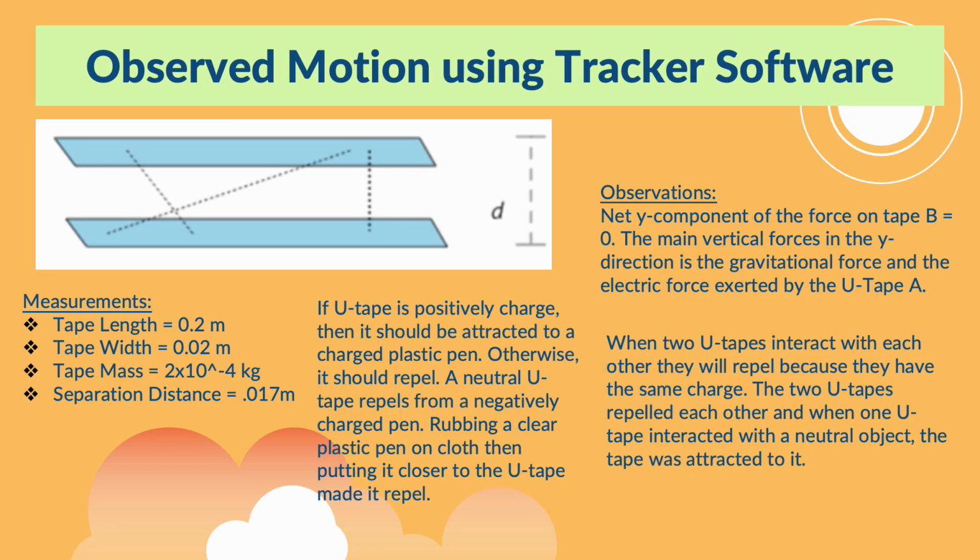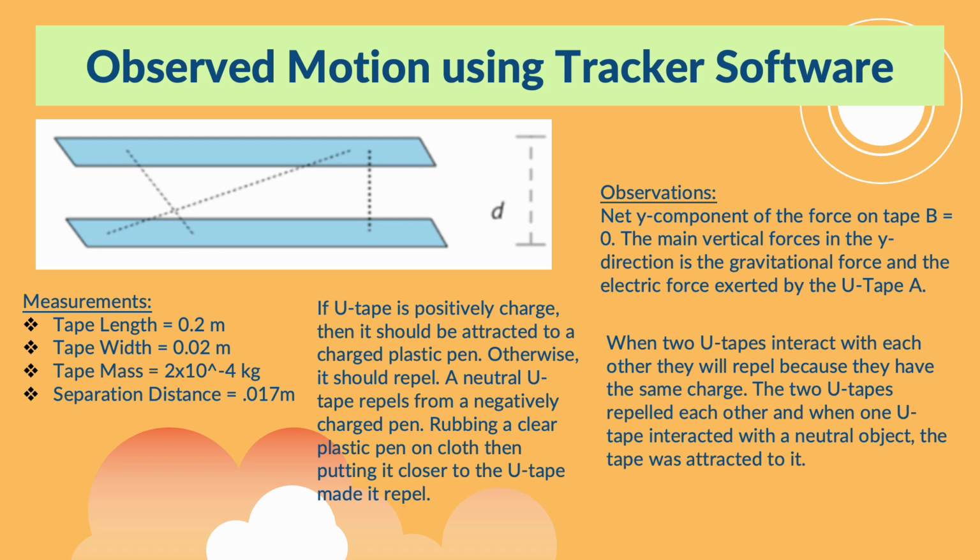Okay, and then here are some observations from this experiment. For the measurements, we took down the tape's length, its width, and its mass. When we brought the two tapes together, they had a separation distance of 0.017 meters. If the U-tape is positively charged, then it should be attracted to a charged plastic pen, which is negatively charged, otherwise it should repel.